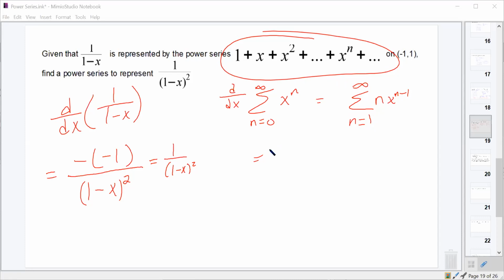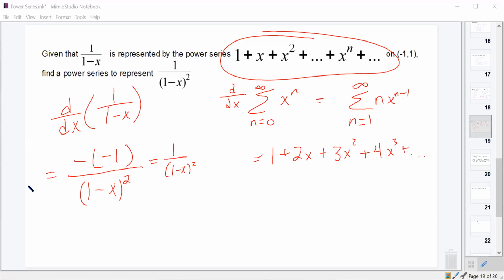If n equals 1, you should get 1. What if n equals 2? Should get 2x. What if n equals 3? Should get 3x squared, and we should get 4x cubed, and so on, right? If we plug those values in.